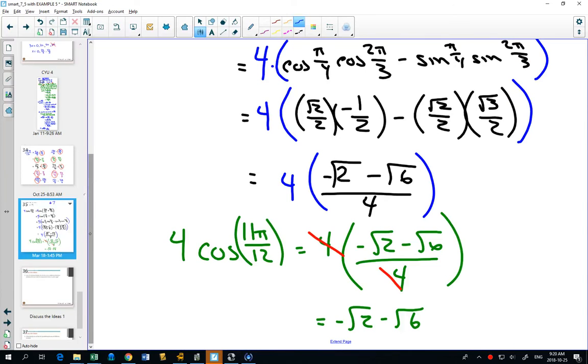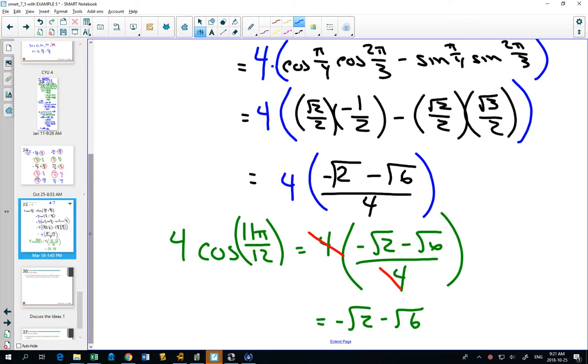A 3? It could be. They could put any number out in front. 37. Literally how? It's the same thing. You just put it in front and distribute it if you'd like on the top. Or leave it out in front. It would be the same thing. If you didn't simplify, like if you had 4 bracket negative root 2 minus root 6 over 4 close bracket, you wouldn't lose marks because you don't lose marks for not simplifying.